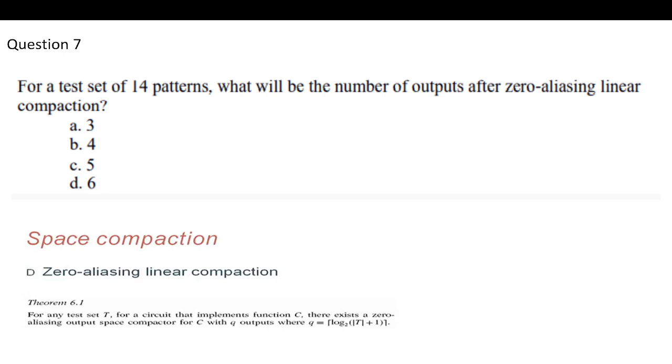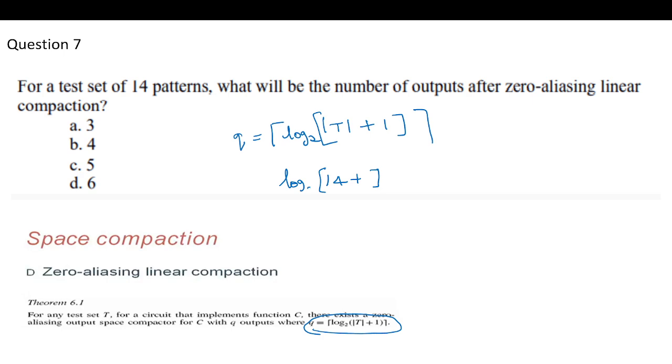Next question. For a given test set of 14 patterns, what will be the number of outputs after zero aliasing linear compaction? So we have seen in the linear compaction, this is the formula. We noted that Q is equal to log base 2 of the number of patterns plus 1, and we take the ceiling of that output. So now the number of patterns is 14. So 14 plus 1 is 15. We have to take log base 2 and perform the ceiling. So this we will get 3.9, which is 4.